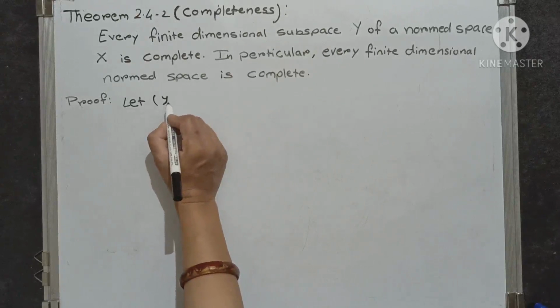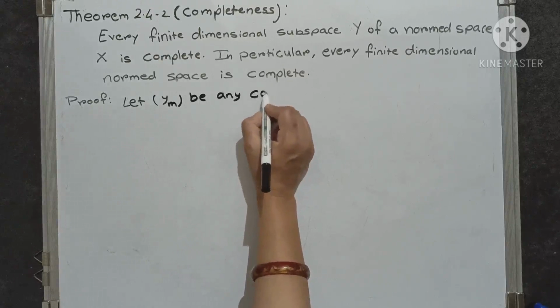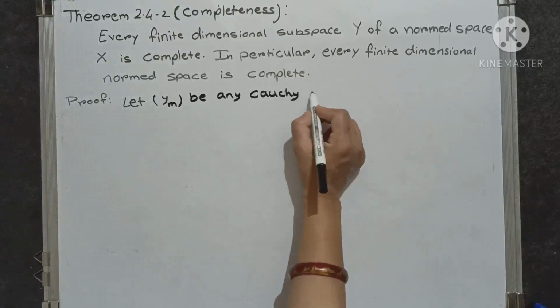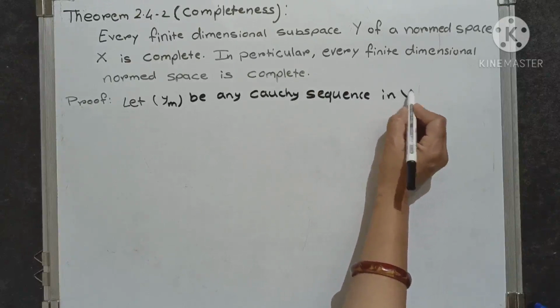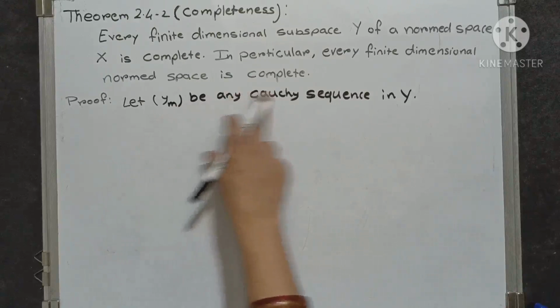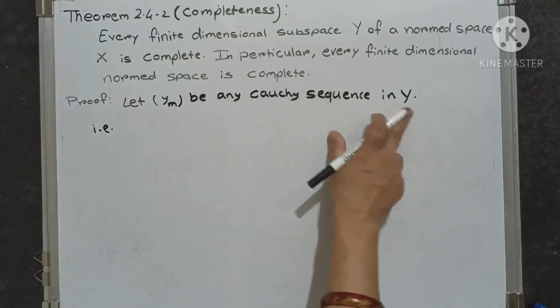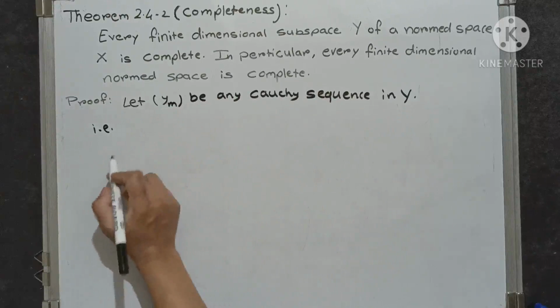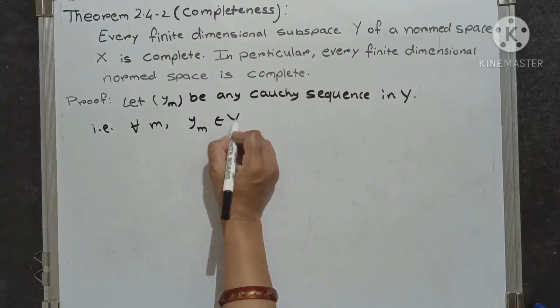Let the sequence Ym be any Cauchy sequence in Y. Now here we start with an arbitrary Cauchy sequence in Y, and we have to show that this Cauchy sequence converges in Y. As it is a sequence in Y, each ym, that is for all m, ym is an element of capital Y.